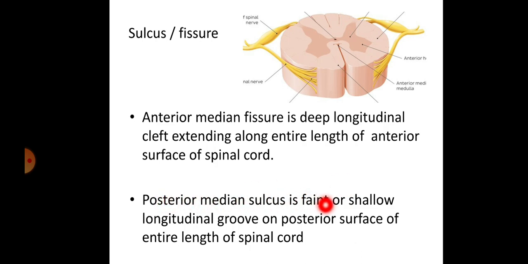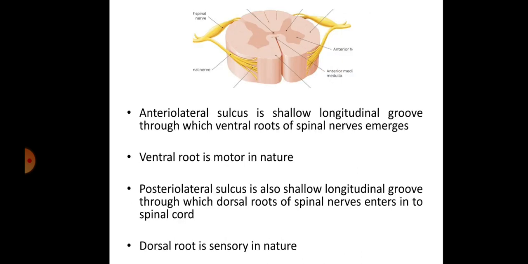And the posterior median sulcus is a faint or shallow longitudinal groove on the posterior surface along the entire length of the spinal cord. Just as it is present anteriorly, it is present posteriorly, but it is a shallow one, while the anterior one is deep. What is the main role of the anterior median fissure and posterior median sulcus? They divide the spinal cord into two equal halves, one the right half, another the left half. Next we are going to discuss another sulcus called the anterolateral sulcus.